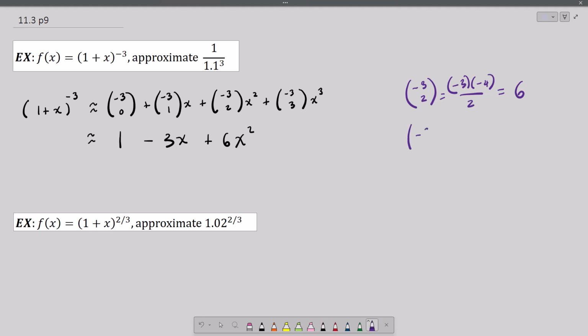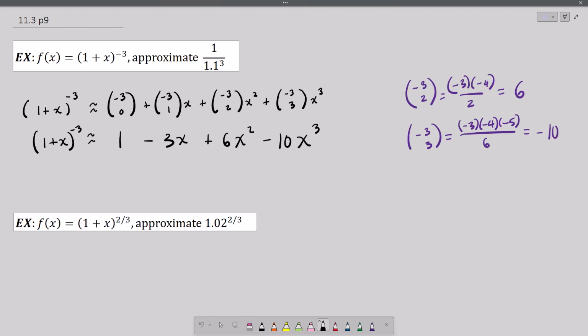And then -3 choose 3. Make sure we subtract, go in the right direction. I think -10? Yep. Good. All right. We're on track. So then this is our approximation. This is our polynomial approximation for 1 plus x to the -3. So there's our approximation.